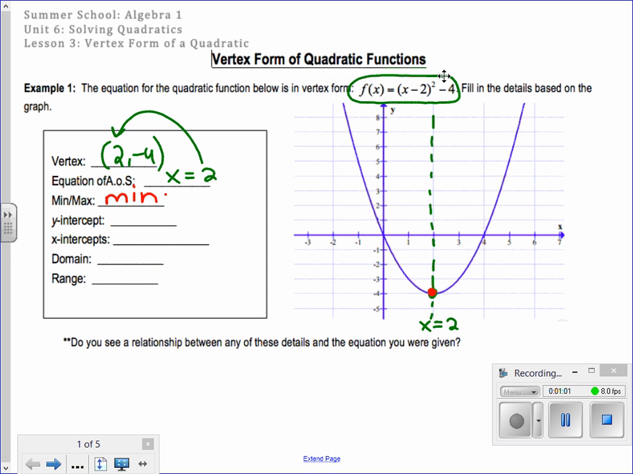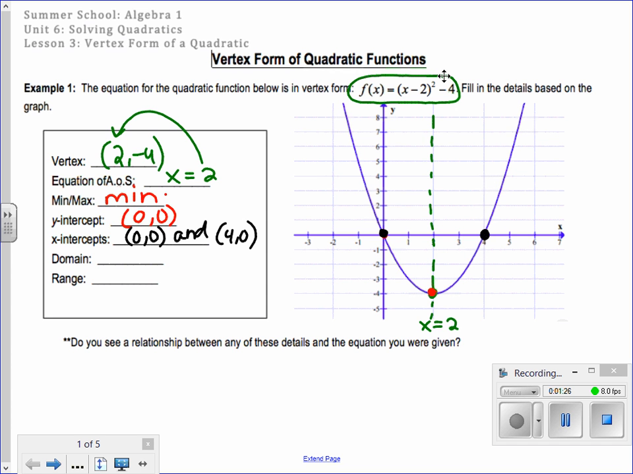The y-intercept is where we cross the y-axis. That appears to happen at the point (0, 0). Then we have to find the x-intercepts, where I cross the x-axis. Well, this appears to happen twice, and that happens at the point (0, 0) again. It's pulling double duty there, and the point (4, 0).